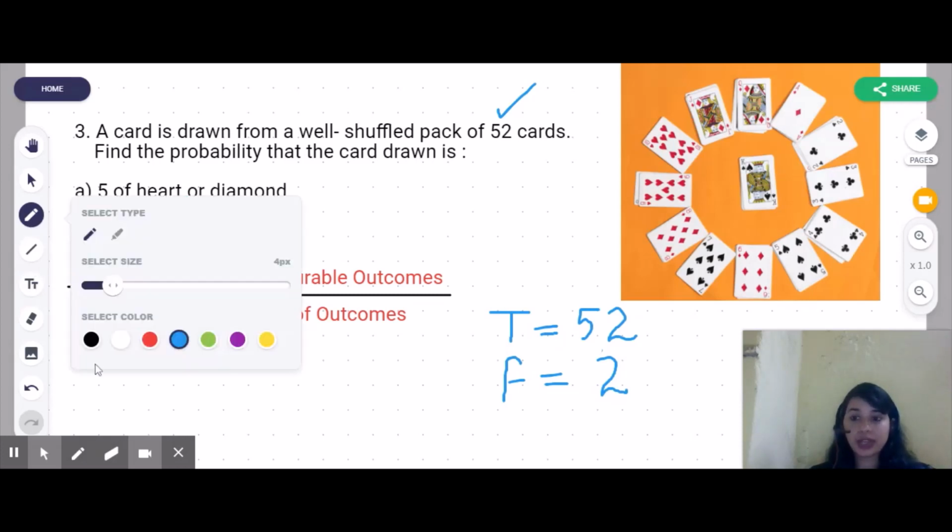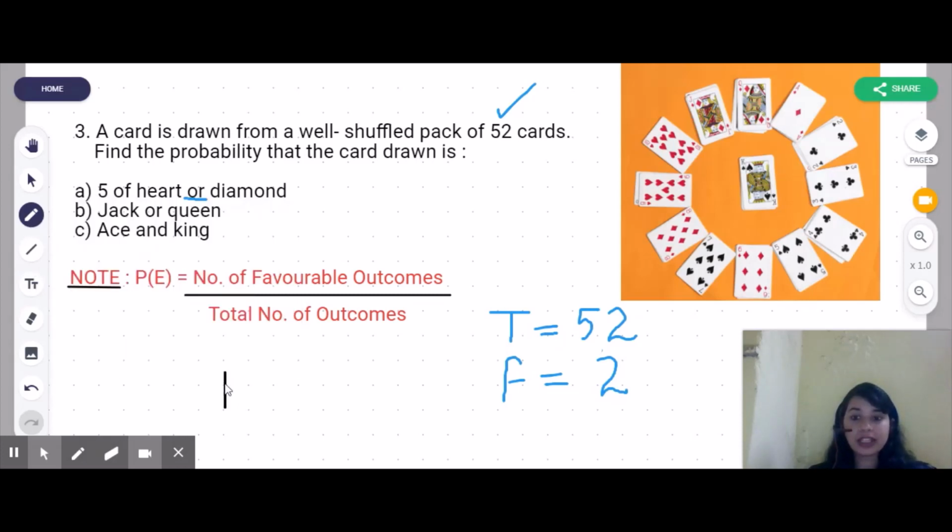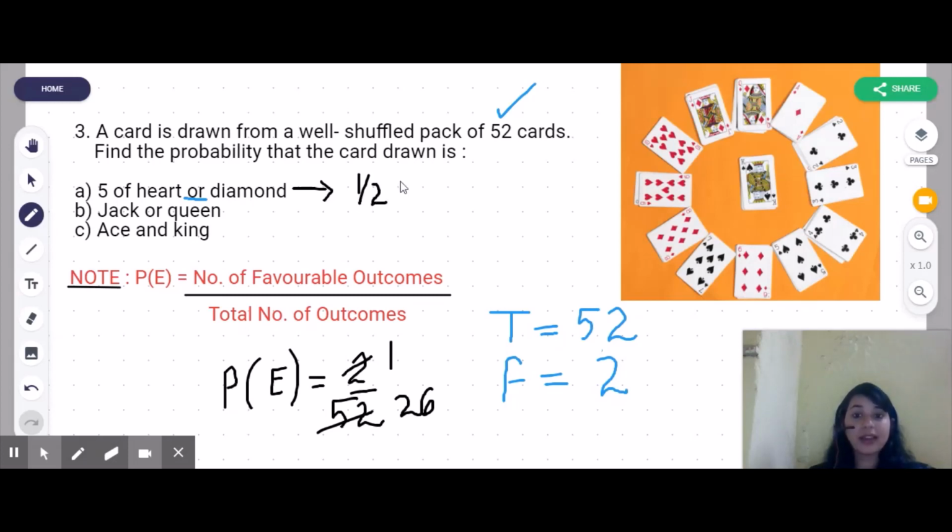So let us put them together in the formula. So probability of this particular event, that means 5 of heart or diamond, it is going to be 2 divided by 52. And you can very well cancel it. Do not forget this step, cancellation. 2 and in the denominator you are going to get 26. So the probability for getting 5 of heart or diamond is 1 by 26, which we can very well notice that it is in the reduced form also. And this value is going to be in the range 0 to 1.